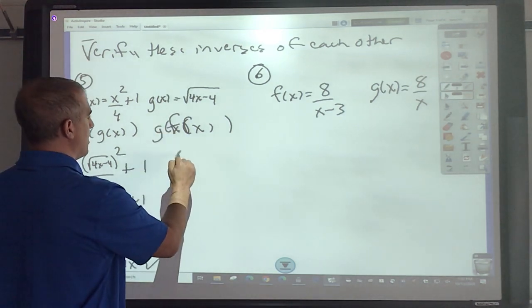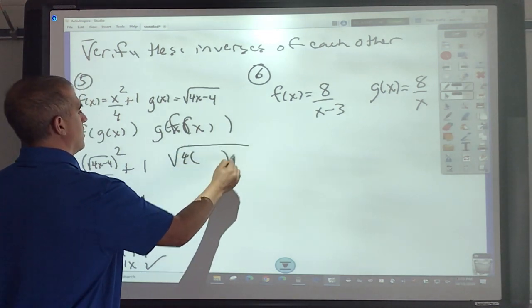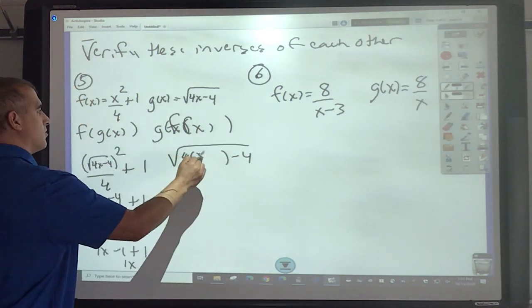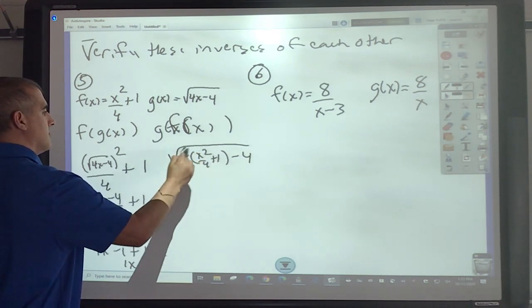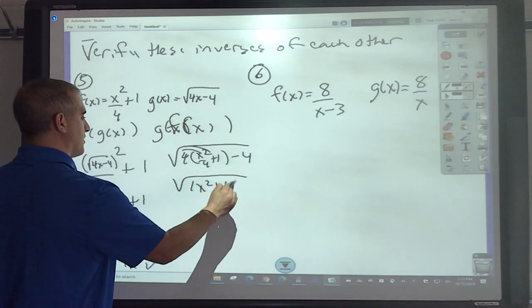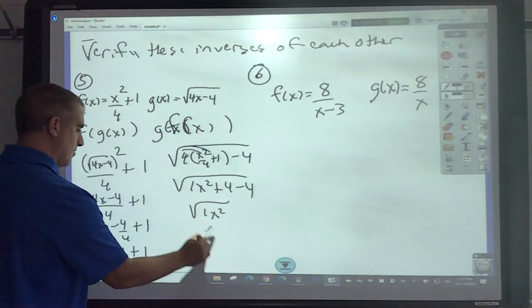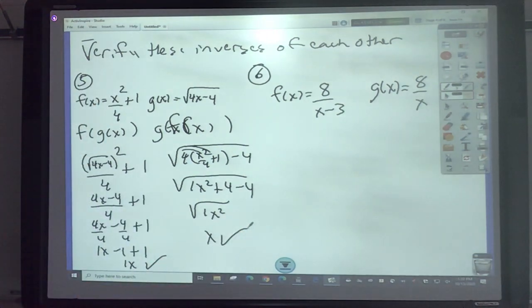I would start with g on this one. So the big square root of 4 minus 4. I would put in the x squared over 4 plus 1. Go ahead and distribute that. That's 1x squared plus 4 minus 4. Those cancel each other out, so 1x squared would just be x, so that's good.